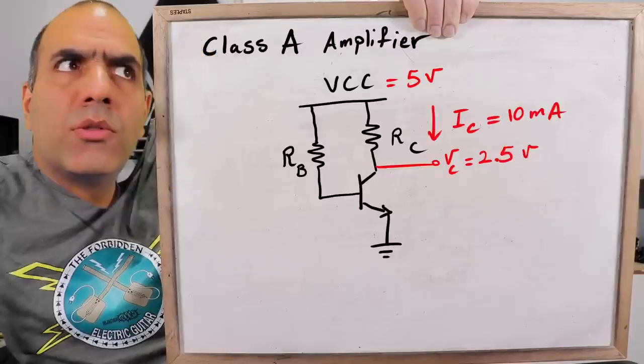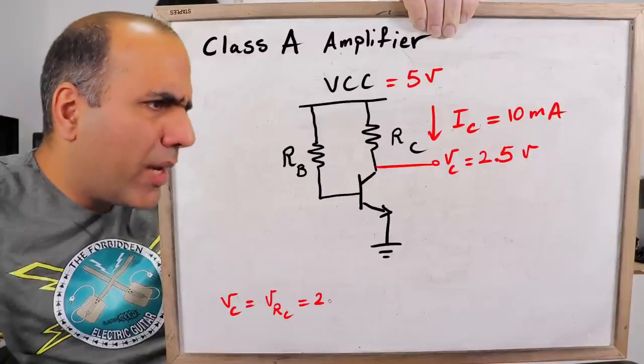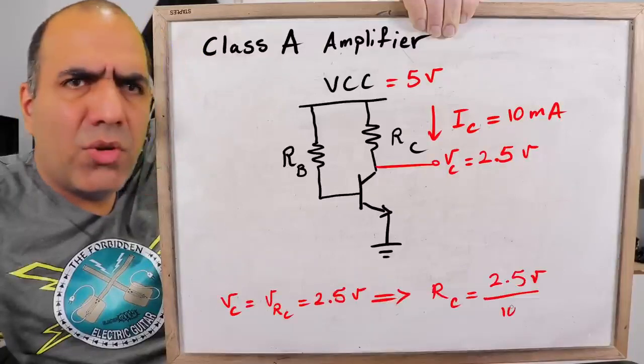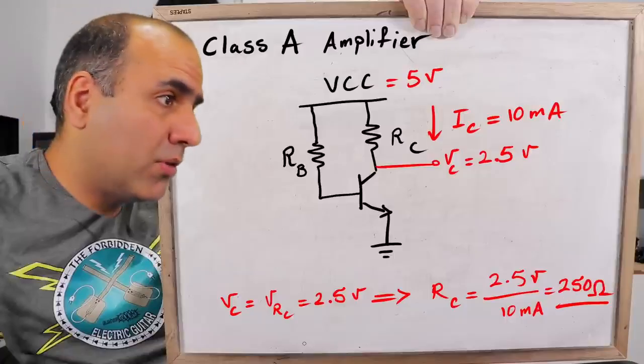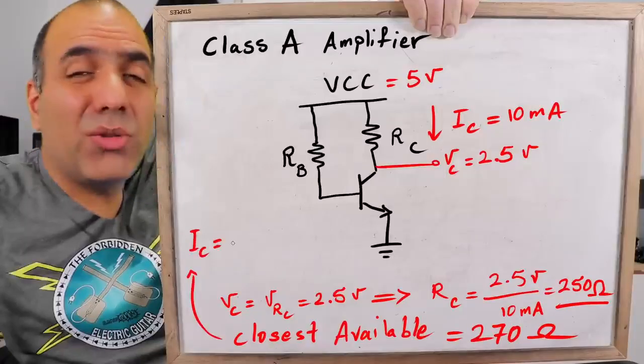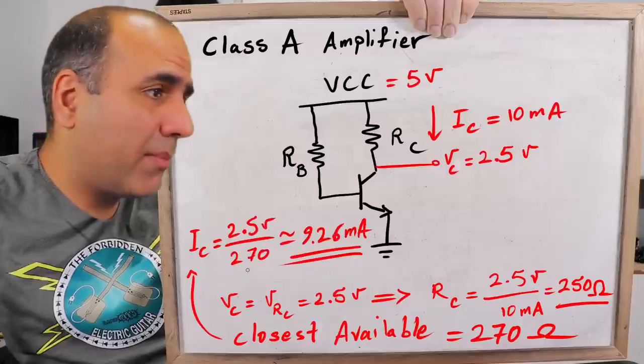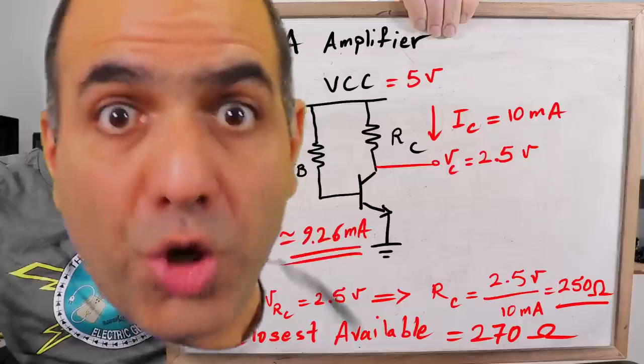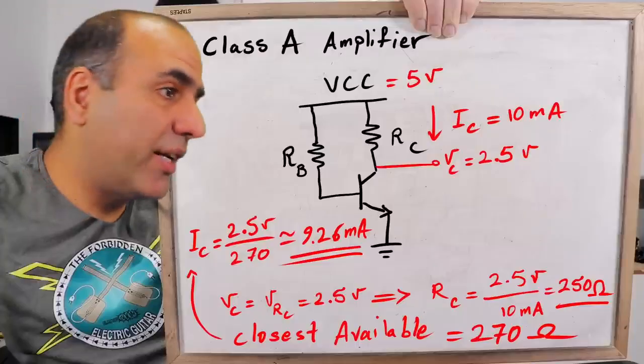10 milliamps. So with 2.5 volts on the collector resistor, this means the resistor would be 250 ohms. But the closest I have is a standard 270 ohms, which means collector current is around 9 milliamps for the same 2.5 volts. Good! So now we can calculate the base current.